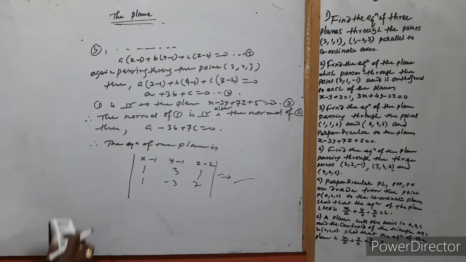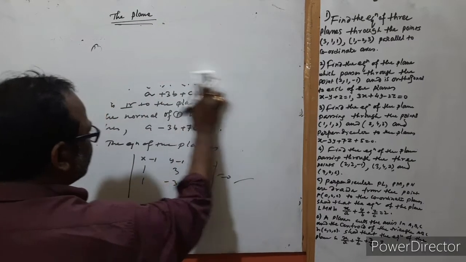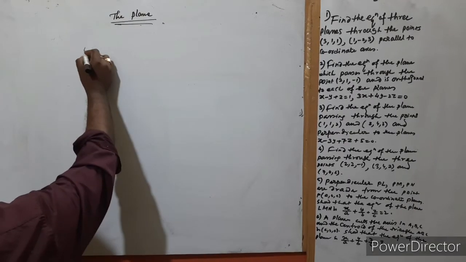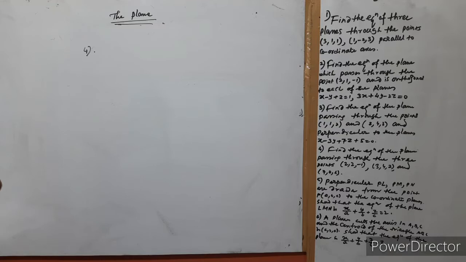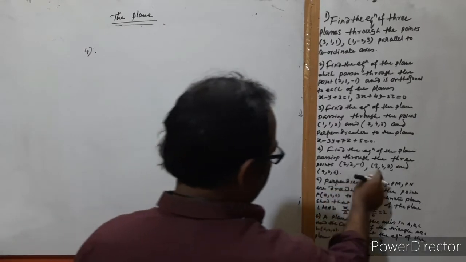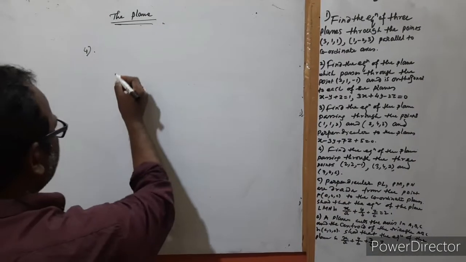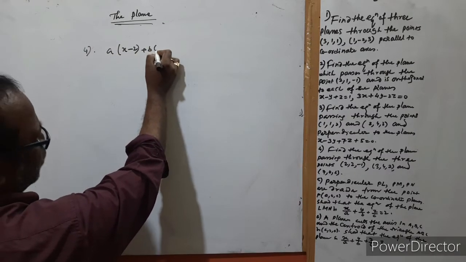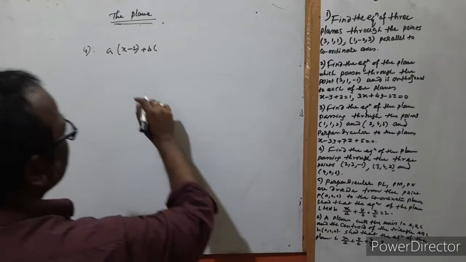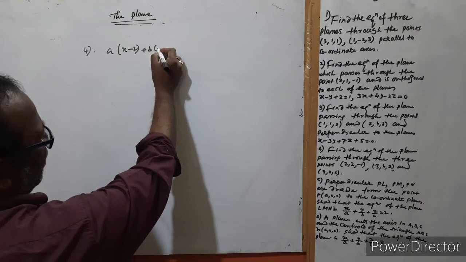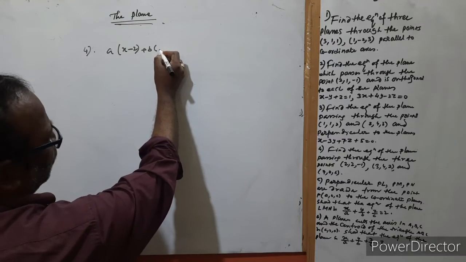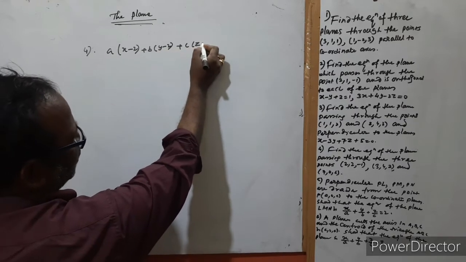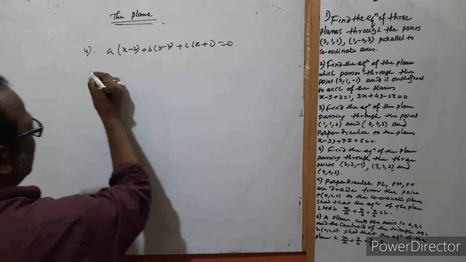Now we have to solve the fourth problem. Find the equation of the plane passing through the point, this. Okay, let us assume the equation of the plane: first you mention this point 2, 2, minus 1, then after putting the point, a into x minus 2 plus b into y minus 2 and c into z plus 1 equal to 0.